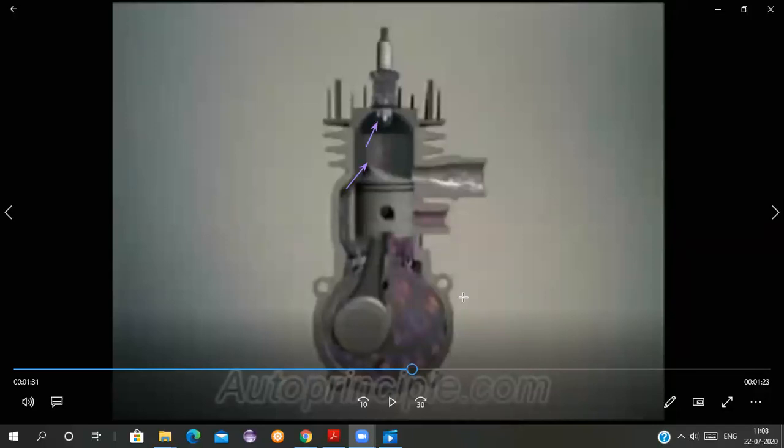So in a four-stroke engine, in one cycle there is only one power stroke out of the four strokes, and that power stroke is utilized for turning the crankshaft two times. But in a two-stroke engine, what is happening? In a two-stroke engine, the power stroke is utilized.